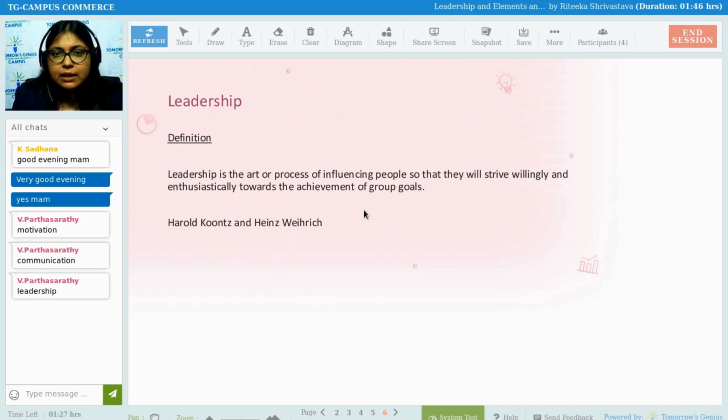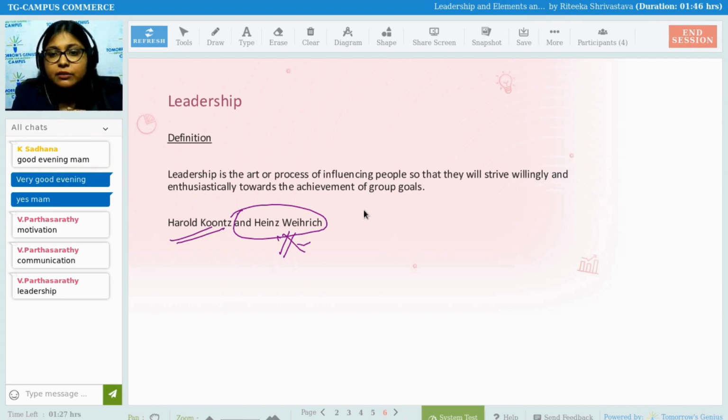Definition of leadership. There are many definitions given in your NCERT book, out of which you can select any one and write it in your exams. Here I have selected the definition given by Harold Koontz. Now it's up to you. Whichever definition you feel is easier, you can remember that and write it in the exams. So what is leadership according to Harold Koontz? If you don't write the entire name, it's also fine. If you just remember Koontz, write that much.